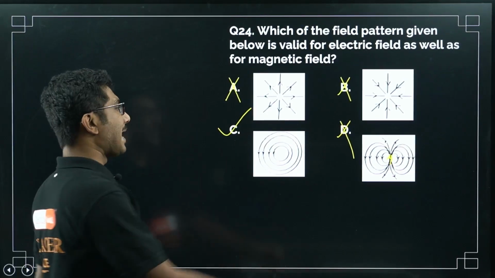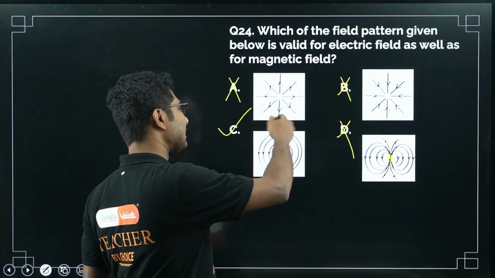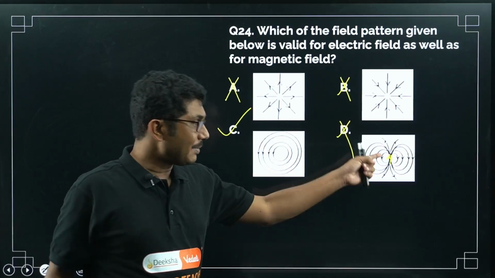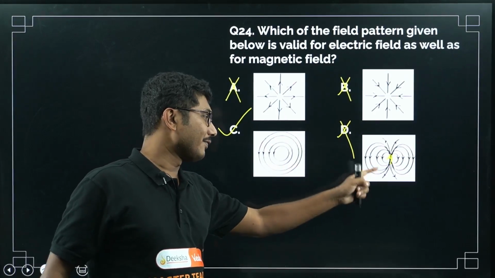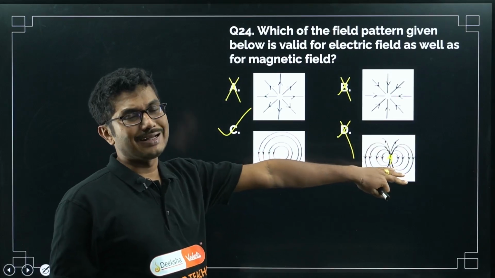Now we know that magnetic field lines are closed. So magnetic field lines are closed, so basically this is possible for magnetic field lines. Okay, but this may be possible for magnetic field lines, but the internal arrows are not shown. So we are not clear, so we can ignore that.